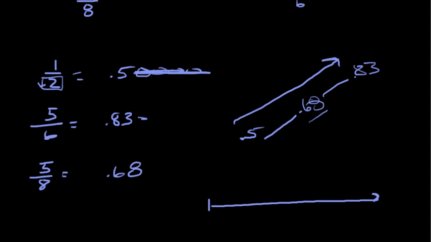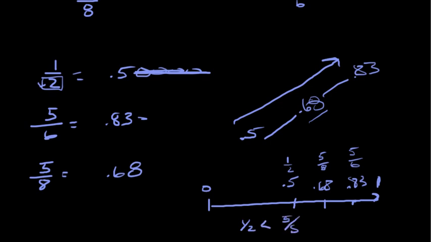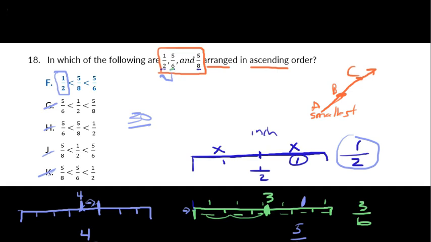Here's 0, here's 1, this is 0.5, and the next one is 0.68, and the next one is 0.83, and this is 1 here. So this was 1/2, this was 5/8, and this was 5/6. And the way you would write that out is 1/2 is less than 5/8, which is less than 5/6. 1/2 less than 5/8 less than 5/6.